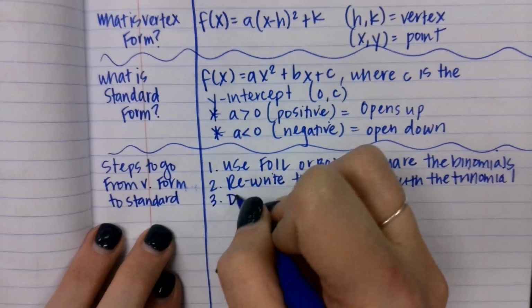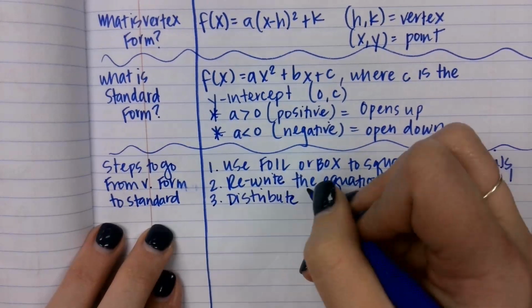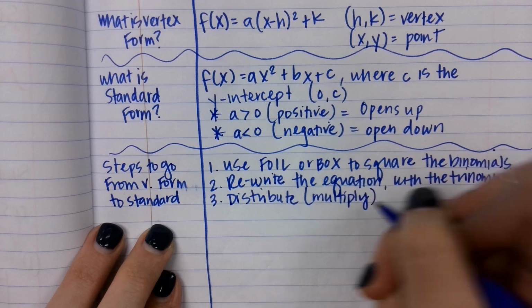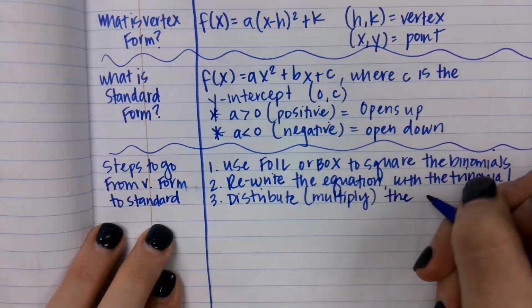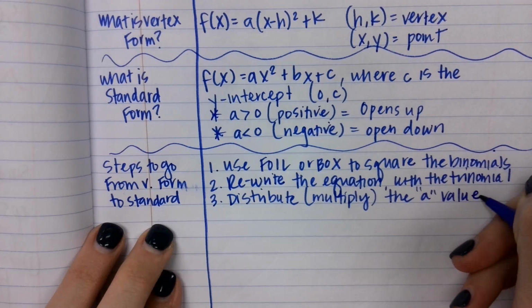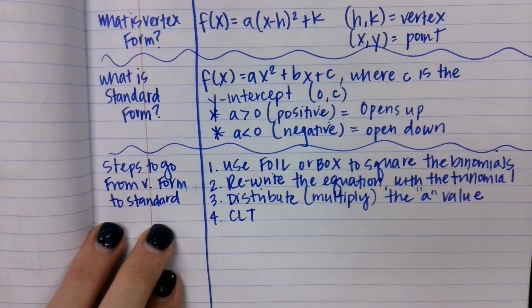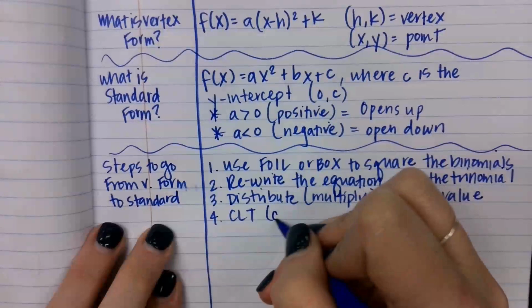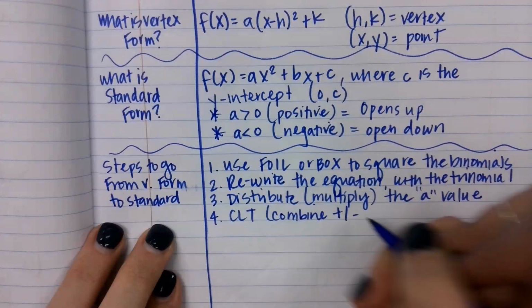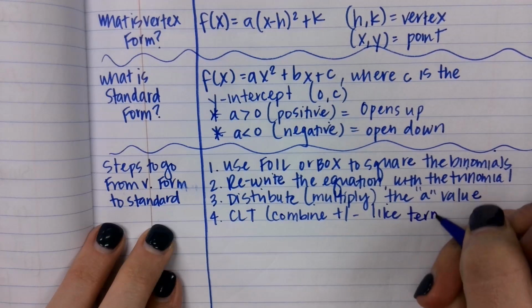Step 3, distribute or multiply the a value. Step 4, combine like terms. Combine by adding or subtracting your like terms.